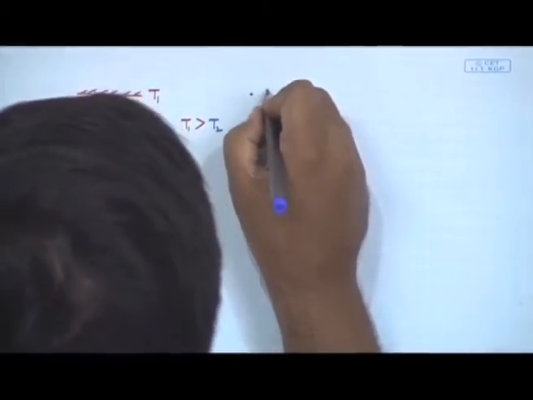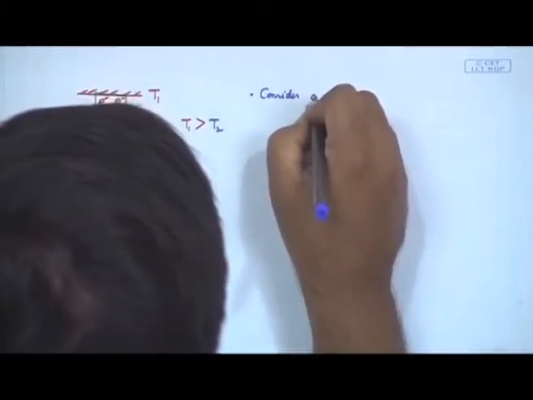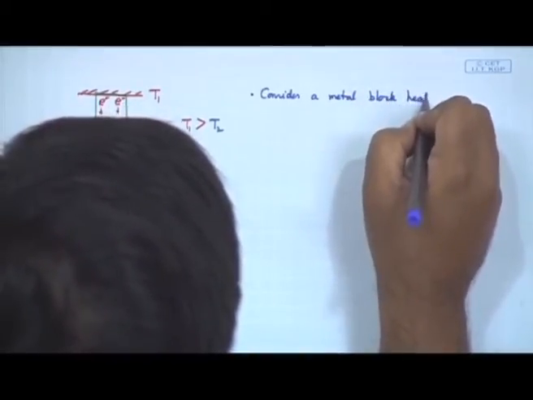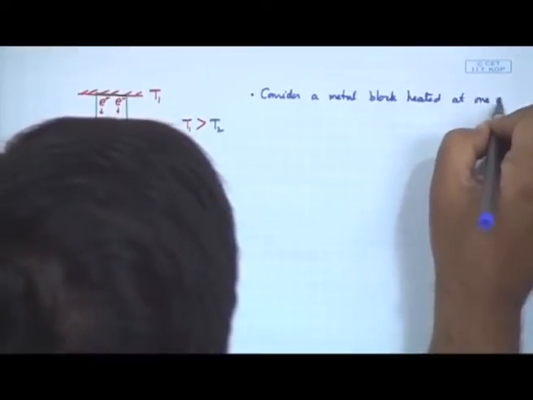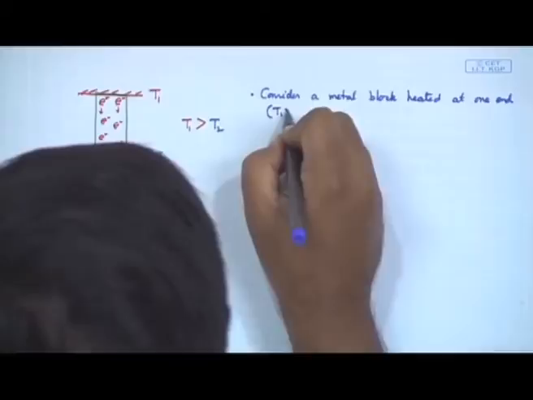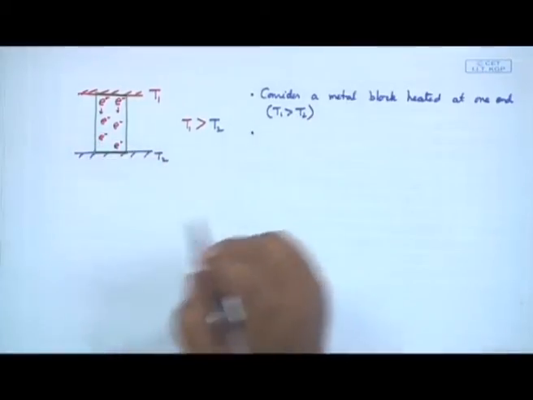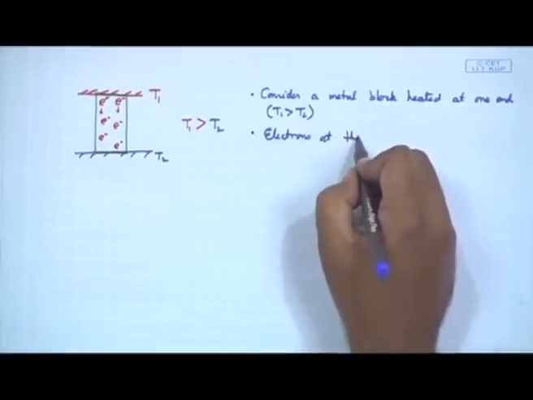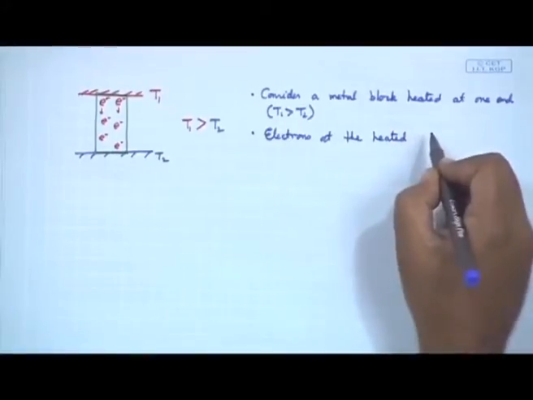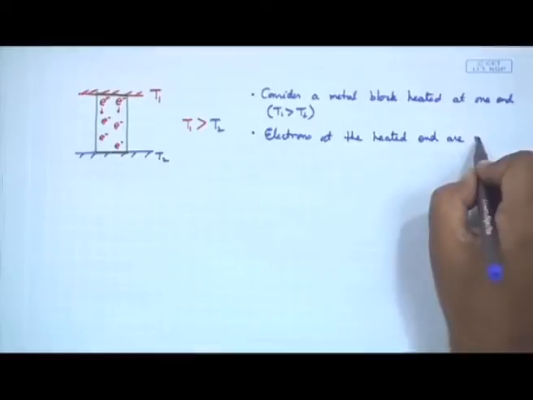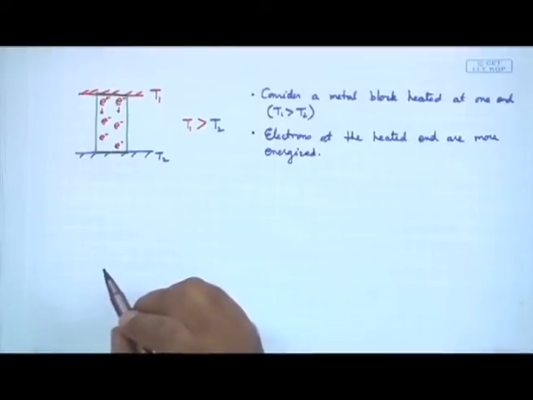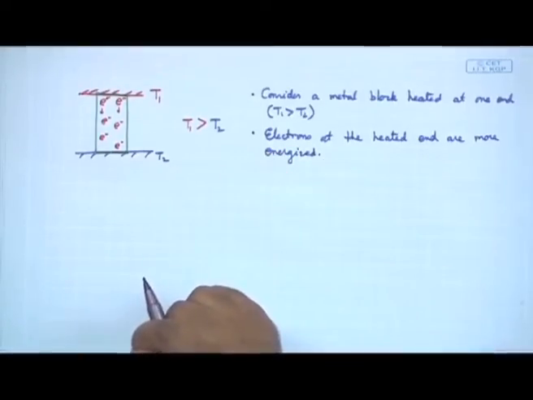Okay. So, let me write it down. How it works is, consider a metal block heated at one end. Which is what? T1 greater than T2. So, then what happens? The electrons at the heated end are more energized. Clear? Why are they more energized? Because they now have higher energy because of the higher temperature.